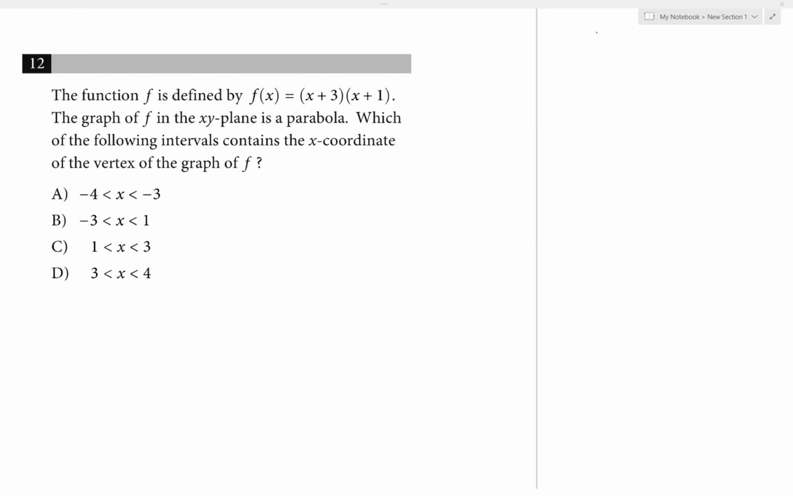Okay, so it's a quadratic equation. And what we have here is in factored form. So we have two factors. The first one is x plus 3. The second factor is x plus 1. So if we're given the factored form, what we can do is this.